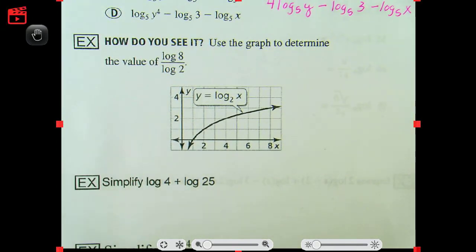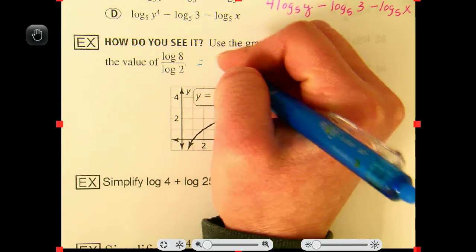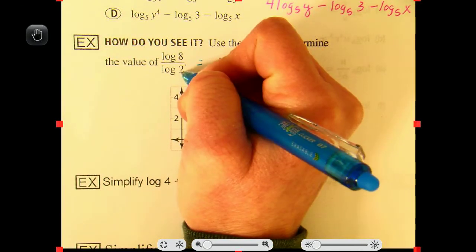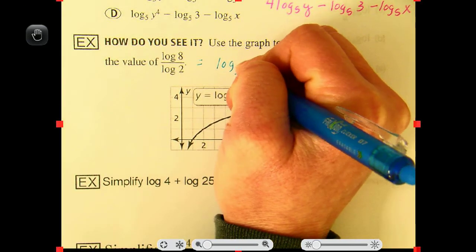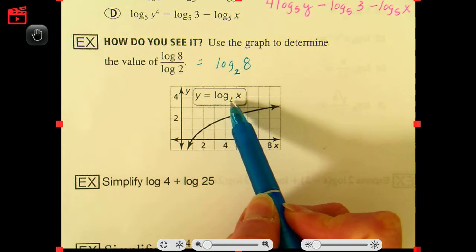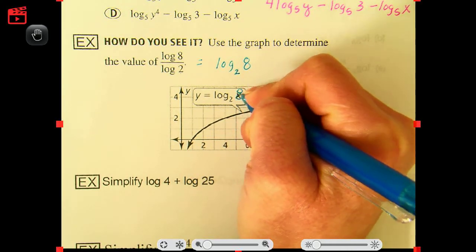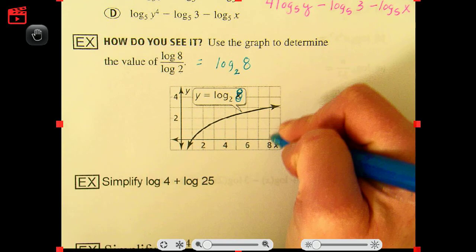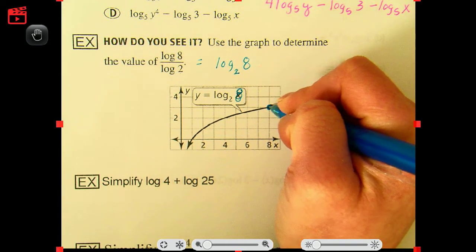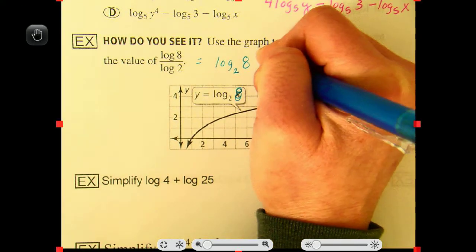This one says, use a graph to determine the value of log 8 over log 2. This is what we did on the previous page, how we broke it down. This came from log, remember this is the base, think bottom base if that helps you. So this came from that, and this is where the graph came from. So there's the 2, this would be 8. They're saying x is 8, so if x is 8, they're looking at this value right here, which goes with, if that's 2 and that's 4, that would be 3. So it's equal to 3.